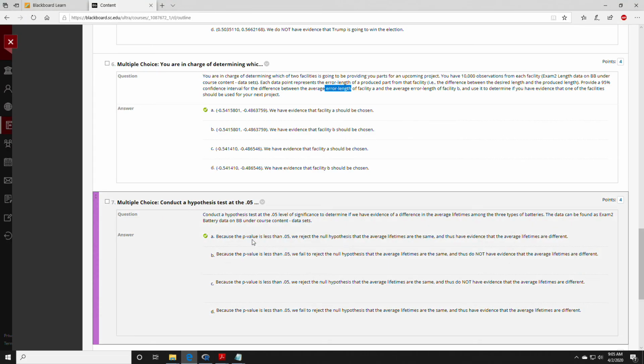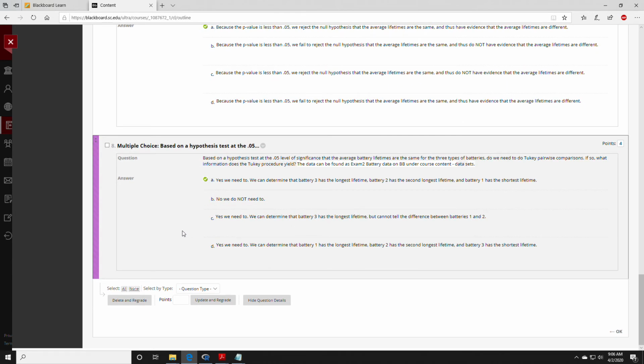So the p-value, 2.2 times 10 to the negative 16th, is less than alpha, 0.05, the significance level. So we reject the null hypothesis that the average lifetimes are the same, and so we have evidence that the average lifetimes are different. Okay, this one says fail to reject, right? So that's the wrong decision. And going down here, this says we reject the null hypothesis, which is right, but it says that we don't have evidence, right? So this is why this one's wrong, and of course those say fail to reject. So that's the conclusion that we come to for this hypothesis test.